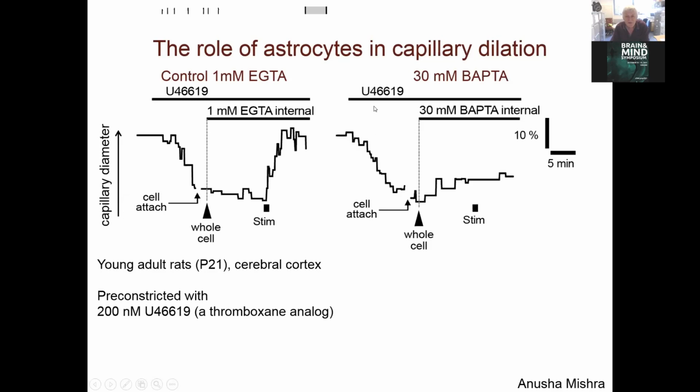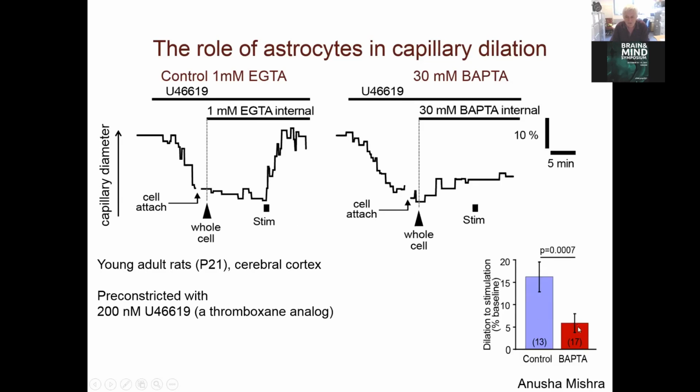If we then do it instead using a high concentration of a fast calcium buffer, now in this very carefully chosen example, when we stimulate neuronal activity, we get absolutely no dilation at all. Buffering the calcium has stopped the dilation. And on average, we get about a 70% reduction of the dilation occurring.